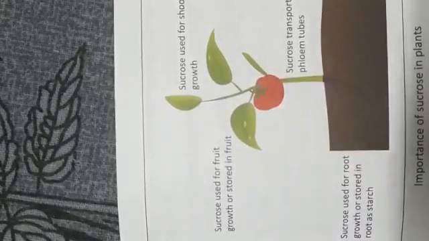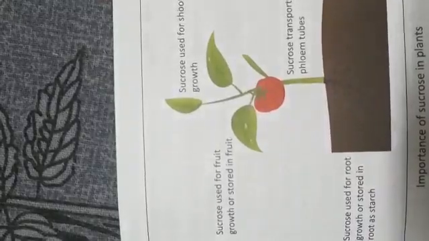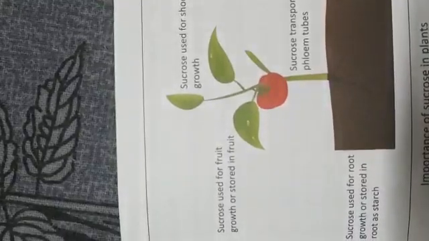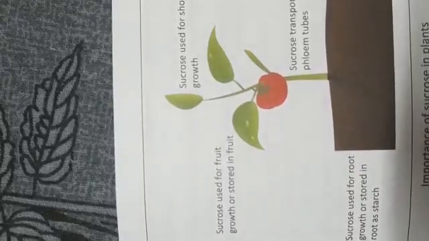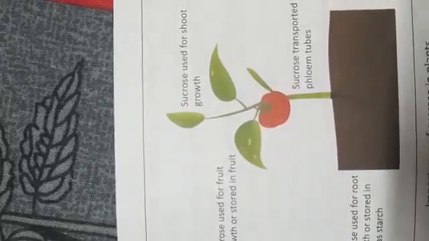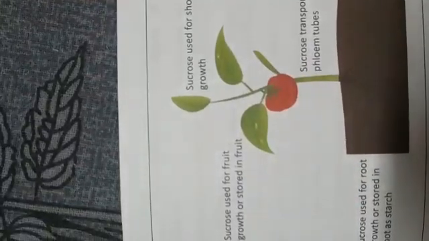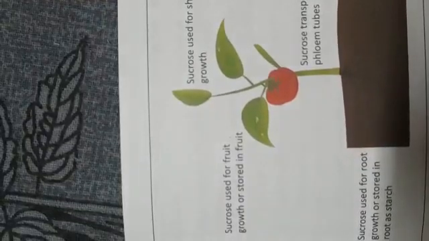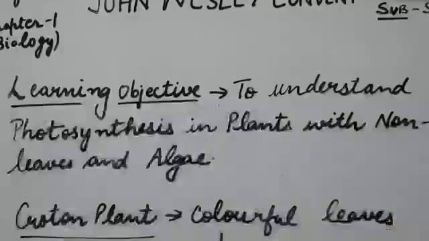In this picture, you can easily see the importance of sucrose in the plant. Like in the leaf, sucrose is used for fruit growth, or it can even be stored in the fruit. Sucrose is used for shoot growth. It is even transported in the phloem tubes. Sucrose is used for root growth also. It is even stored in the root in the form of starch.